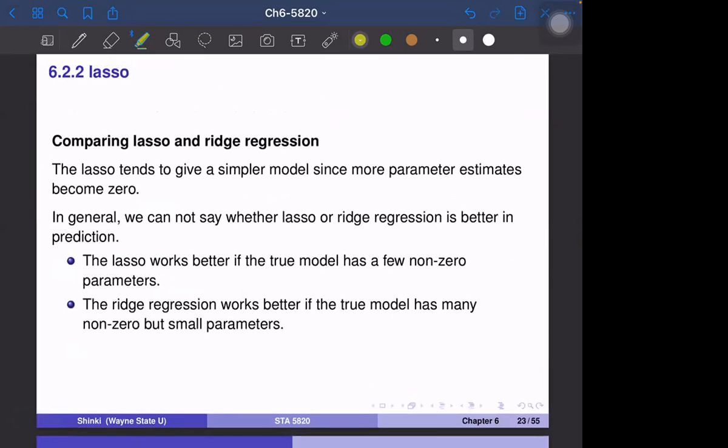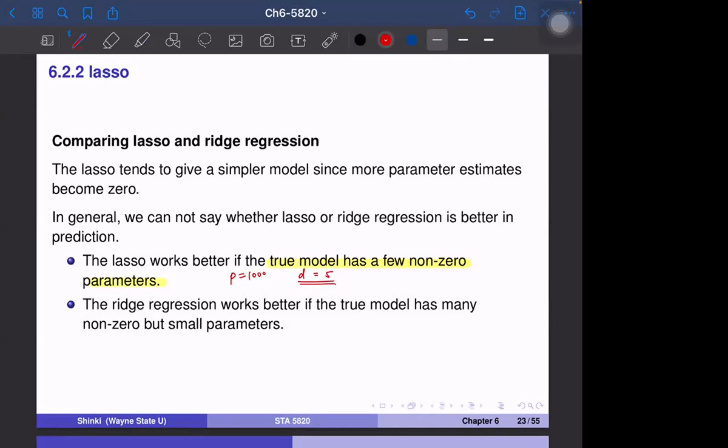So then we compare lasso and ridge regression a little more. Lasso tends to give a simpler model, since more parameter estimates become 0. In general, we cannot say whether lasso or ridge regression is better. Lasso works better if the true model has few non-zero parameters. For example, in some applications you may have 1,000 candidate predictors, but you know that only 5 of them are true predictors. In this case, the lasso has better power to identify these true parameters.